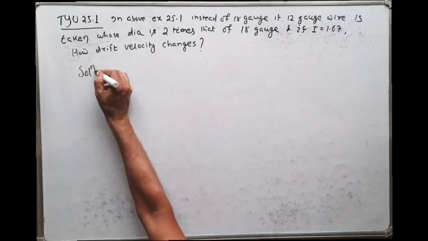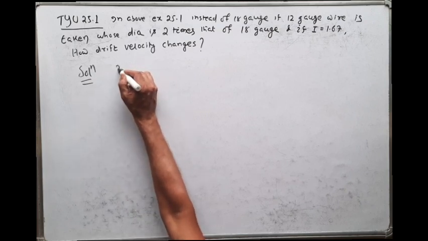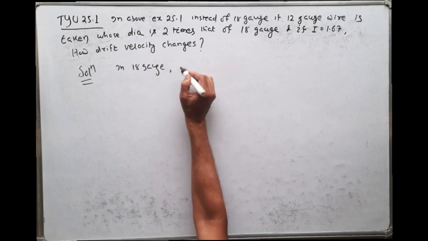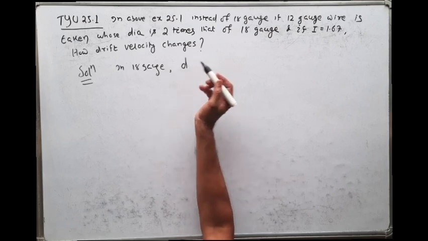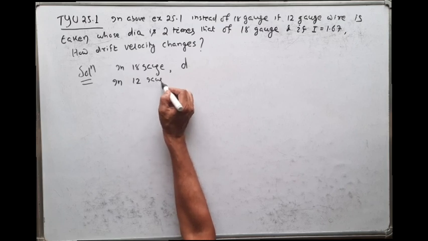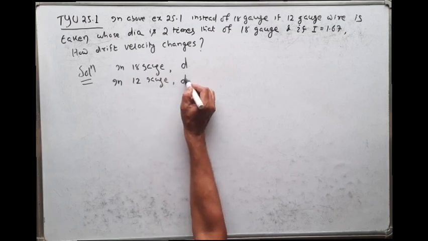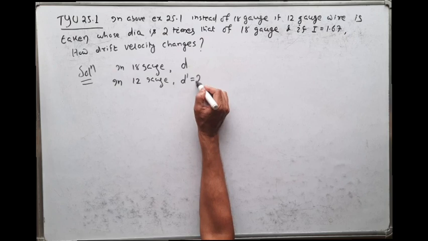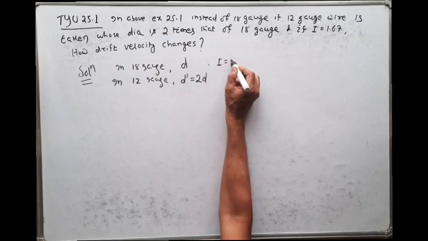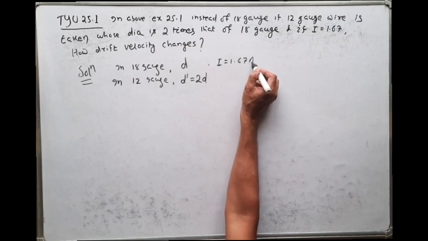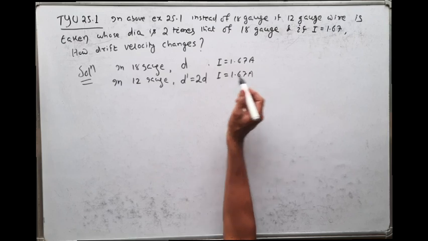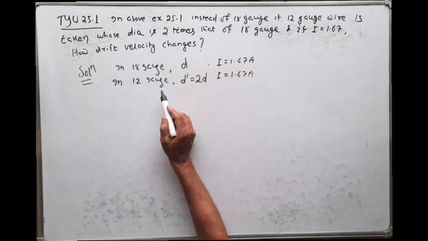Okay. So now see. In 18 gauge copper wire, let the diameter be D. But in 12 gauge copper wire, the diameter is, let us say, D dash, which is equal to 2 times D. Here current is 1.67 ampere. Here also the same current, 1.67 ampere. So now how does the drift velocity change?